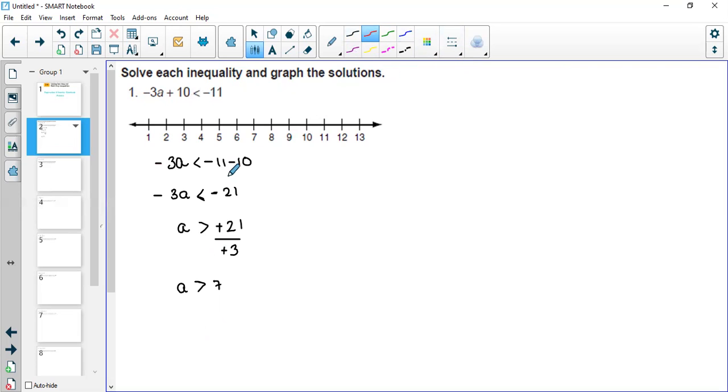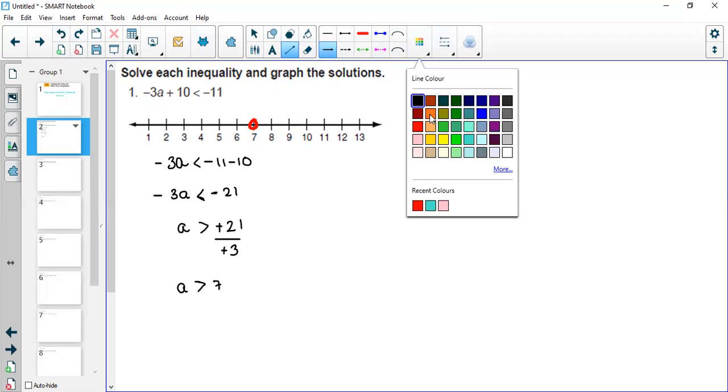Now for the next step, we are going to graph the inequality. So it says a is greater than 7. So I will draw a circle on 7. Now, I need to decide which side the arrow should be moving. Should it move to the right to show all the numbers greater than 7, or should it move to the left to show all the numbers smaller than 7? It says a is greater, so definitely it should show all the greater numbers.